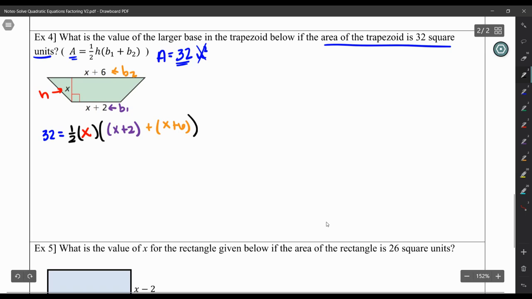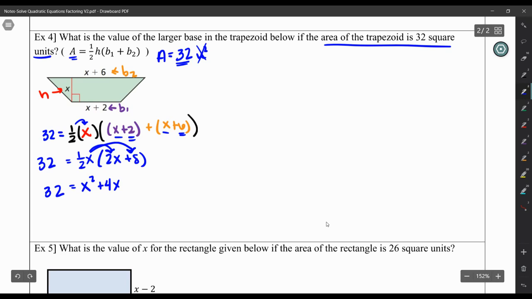Now, before you start trying to solve this, let's make this simpler because that looks really, really crazy. So start at the inside. x plus x makes 2x, and then 2 plus 6 makes 8. On the outside, 1/2 times x is just 1/2 x equals 32. And I can make this even simpler. 1/2 x times 2x is just an x squared. And then 1/2 x times 8 makes a positive 4x.